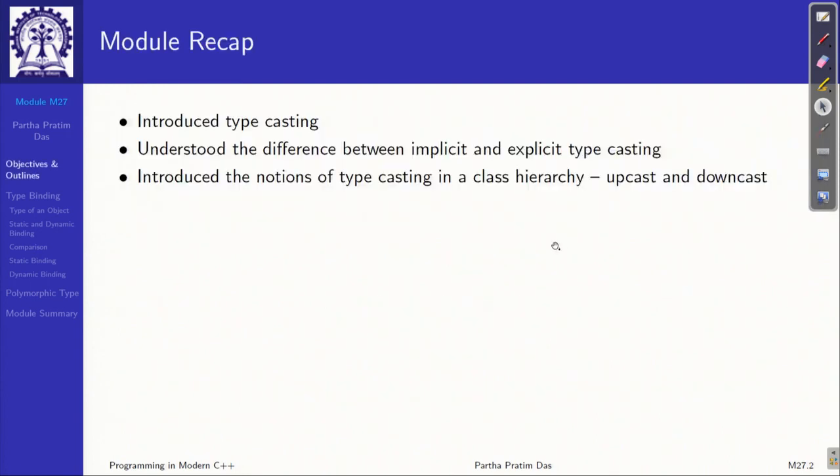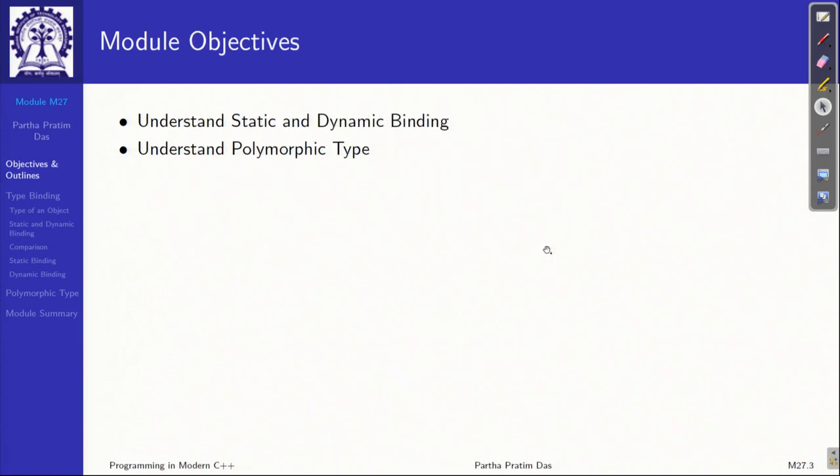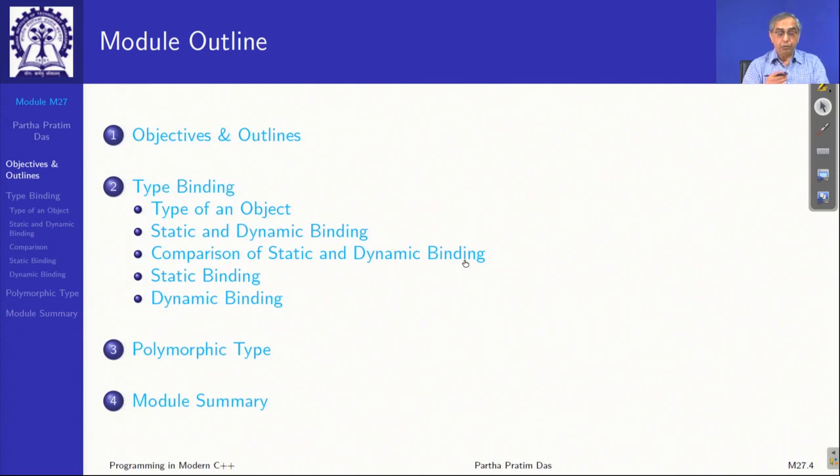In the last module, we introduced the notion of typecasting, implicit and explicit typecasting, basic rules for casting for the built-in types, numerical as well as pointer, and the rules for casting between non-related types and classes on a hierarchy, particularly upcast and downcast. In the module today, we will discuss static and dynamic binding and what is a polymorphic type. It follows from the casting rules, but we will have to learn a few basic notions first.